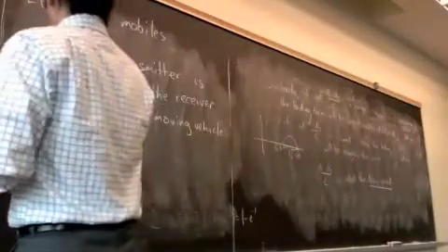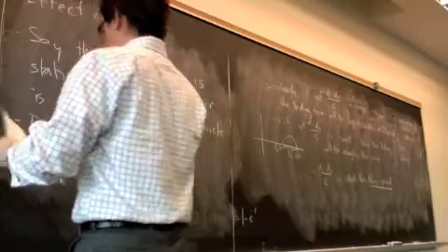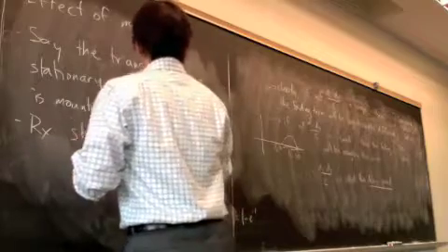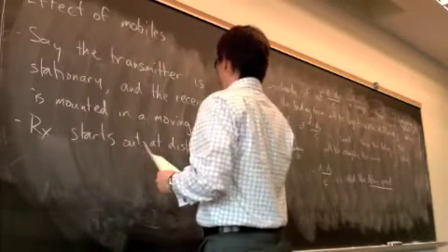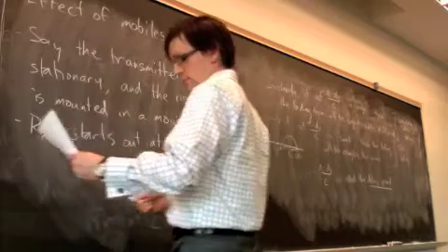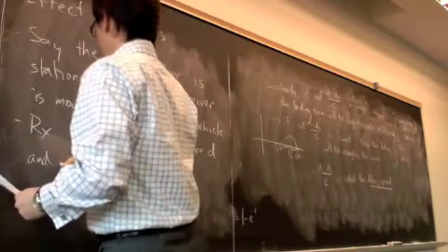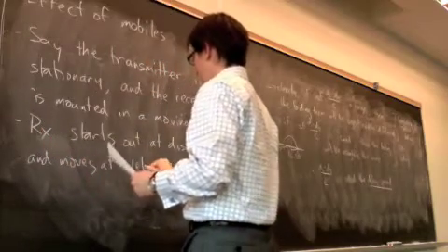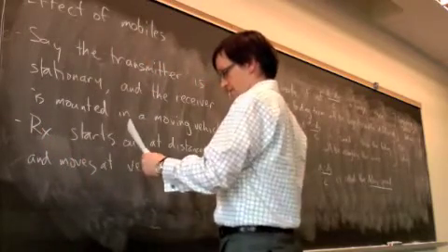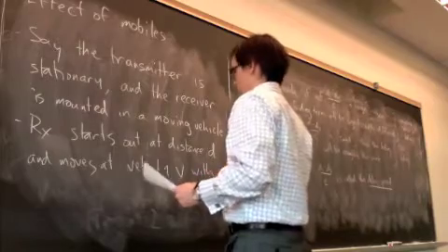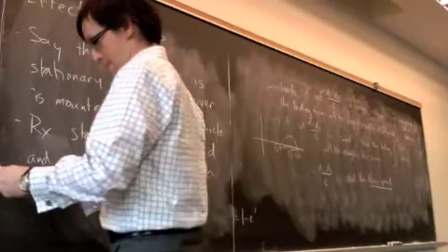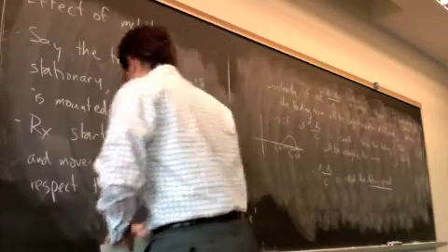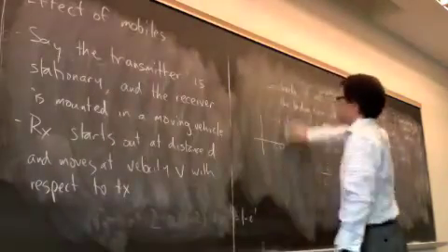So the receiver starts out at distance d and moves at velocity v with respect to the transmitter. Okay, with respect to the transmitter is key here.